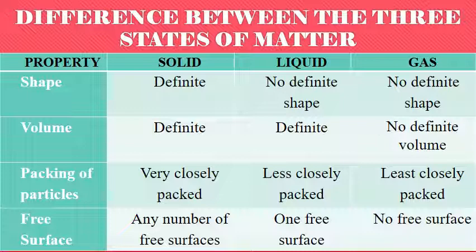A liquid has 1 free surface. That's the top surface, which is open to you, from where you will be pouring off the liquid. That top surface is the free surface, while a gas has no free surface.